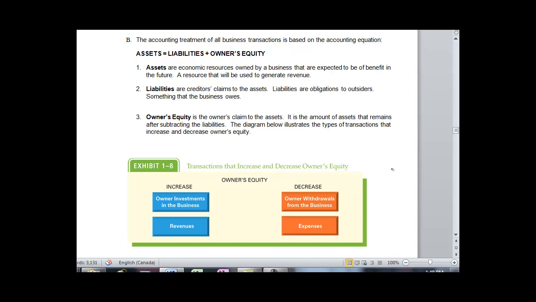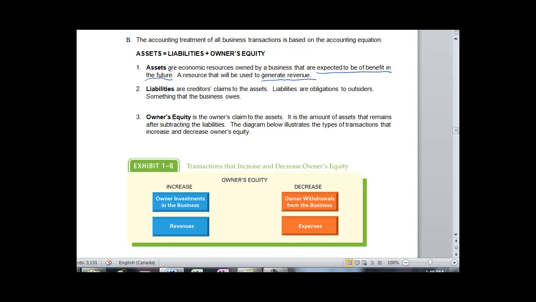Now, many people will think, what's an asset? Oh, I don't know, you know what you think it is. But in accounting, we have very specific definitions that may not exactly line up with what you believe or understand an asset to be. What we call an asset is an economic resource that is owned by a business and that is expected to be of benefit in the future. So, a resource that is going to be used to generate revenue, right? It is expected to be a benefit in the future. The future could be tomorrow, but it could also extend many years into the future.